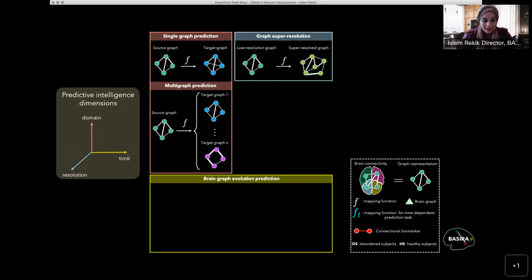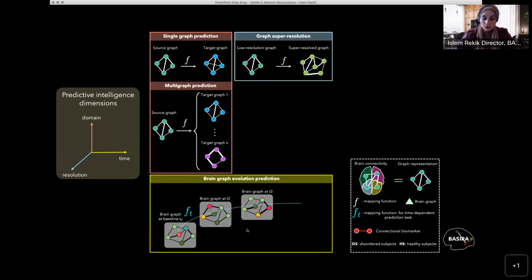Now for the third axis, the prediction is along time. So given a baseline brain graph, we aim to learn a mapping that is time dependent, f of t or ft, that is able to predict the evolution and the changes in the brain connectome over time. So these are basically the 3 different axes.